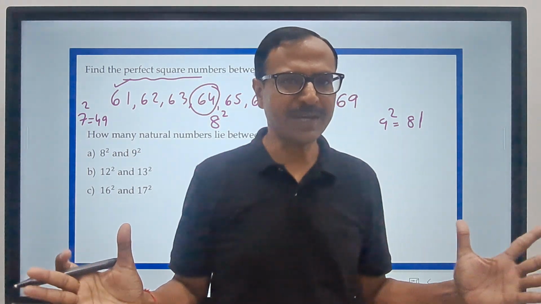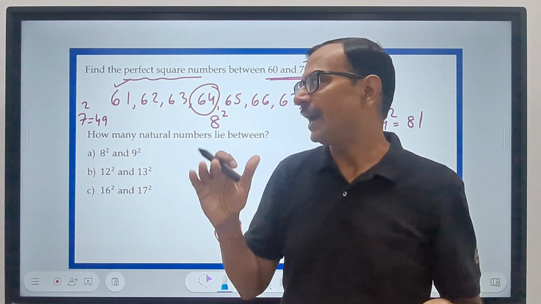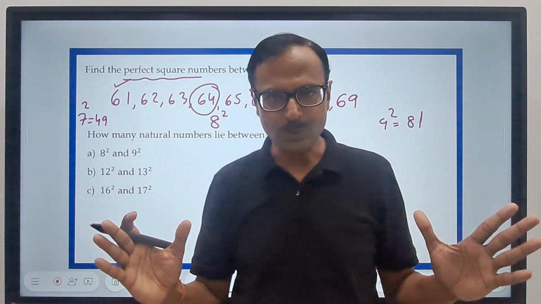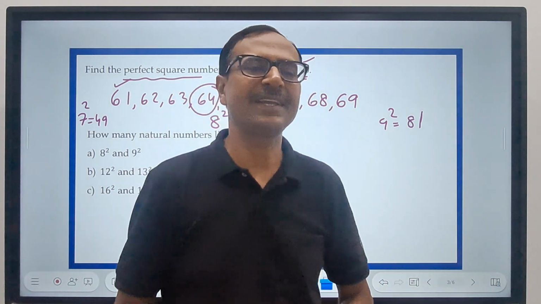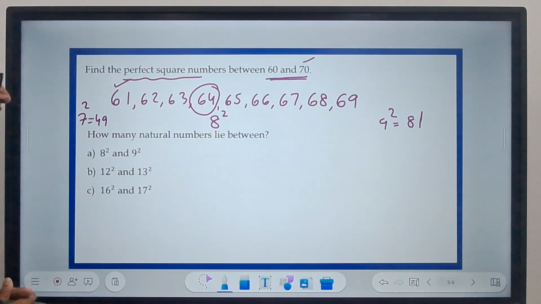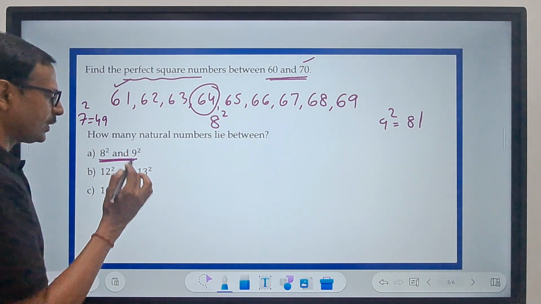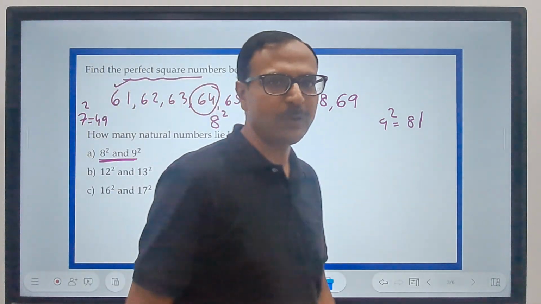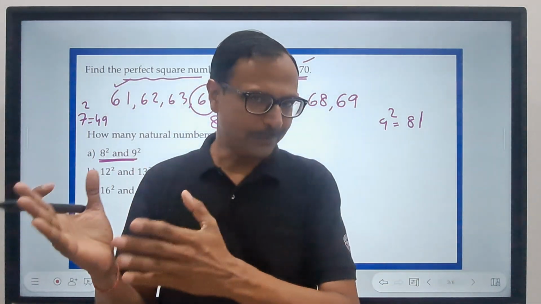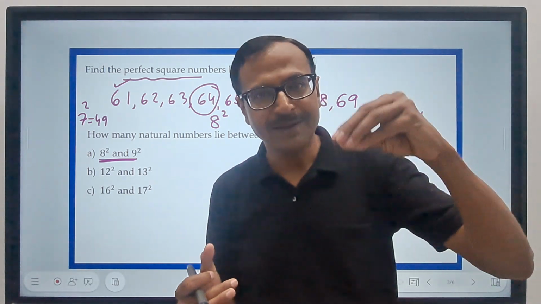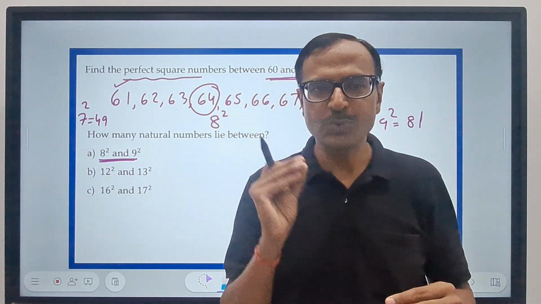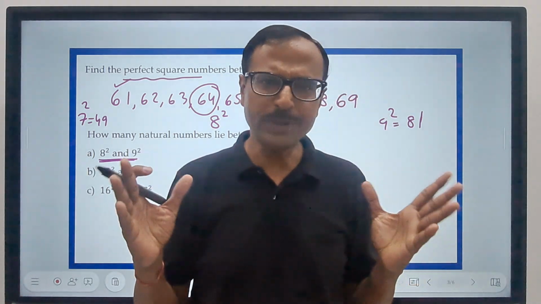So you just need to check the squares of natural numbers and you will know how many are perfect squares. Okay, let's see another one. Very important here. How many natural numbers lie between 8 square and 9 square? So what are you going to do here? Are you going to find 8 square? Are you going to find 9 square and then count how many natural numbers are between 8 square and 9 square? You can do that, alright.